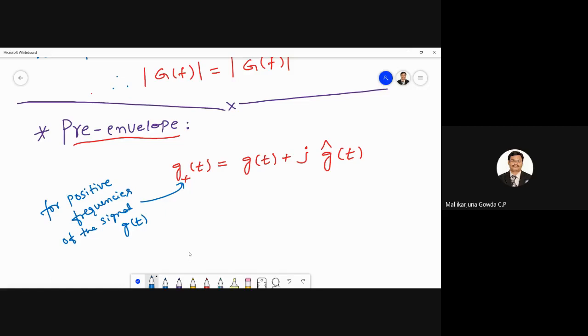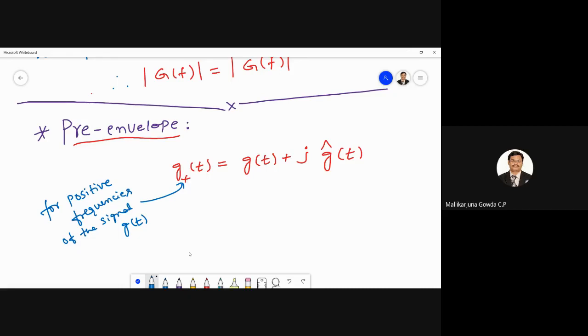So what do you understand from this? The pre-envelope of a signal has two components. One is the given signal, g(t), which is the real part of the pre-envelope, and the other is the Hilbert transform of the signal, ĝ(t), which is the imaginary part of the pre-envelope.